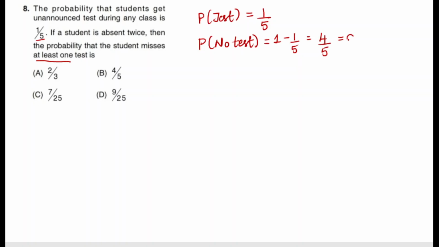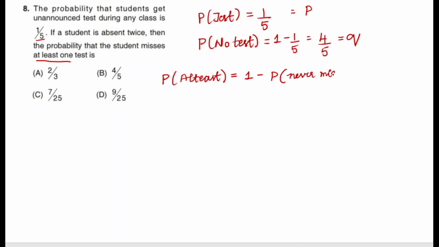That we represent by Q. Q is the failure, and P is the success here. P always represents the success of a single trial, and Q is the probability of a failure of a single trial. Now, why I'm doing this, you will get to know. If a student is absent twice, then the probability the student misses at least one test is equal to 1 minus the probability that he never misses the test. We can solve like this now.